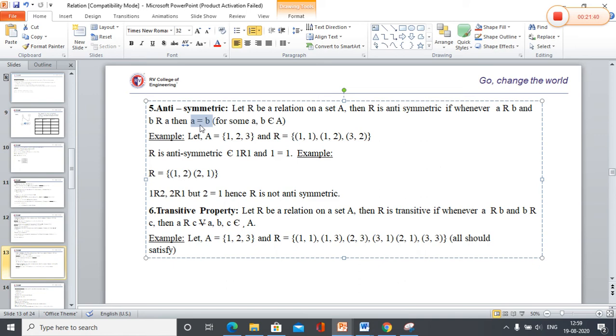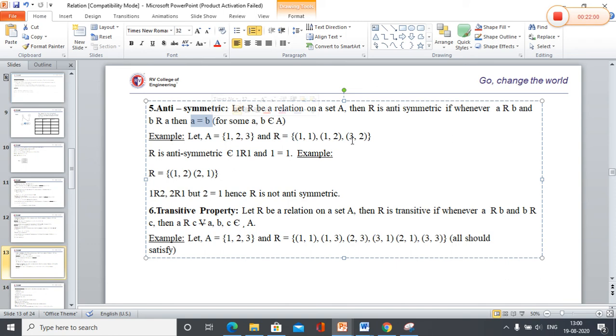So here in this relation, see 1 1 is there. So reverse of 1 1 is what? Meaning if it is AB, what is BA? 1 1 only. So that means it is present. So now AB is 1 1, BA is also 1 1. So A is equal to B, 1 is equal to 1. That is correct.